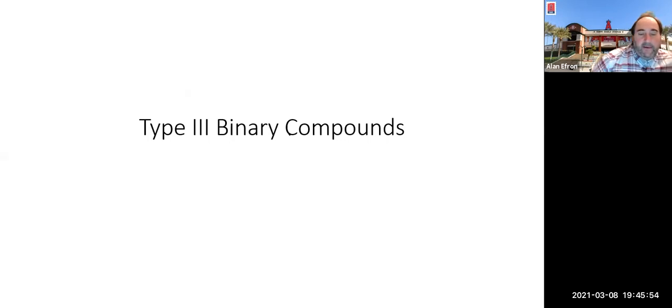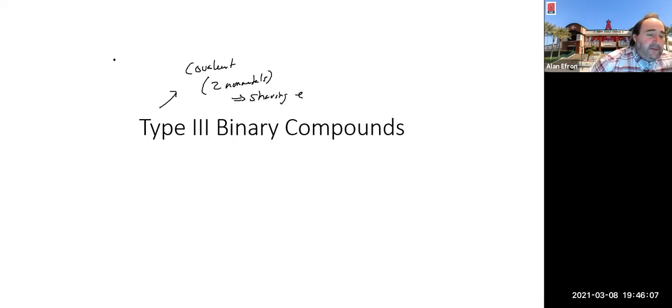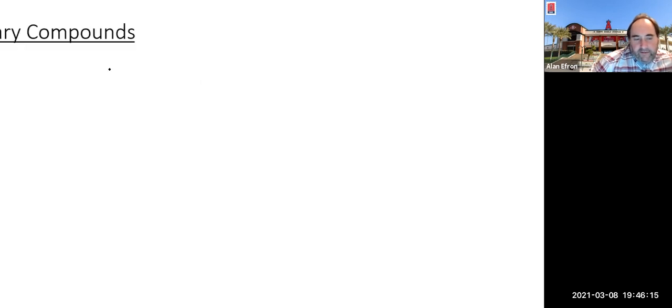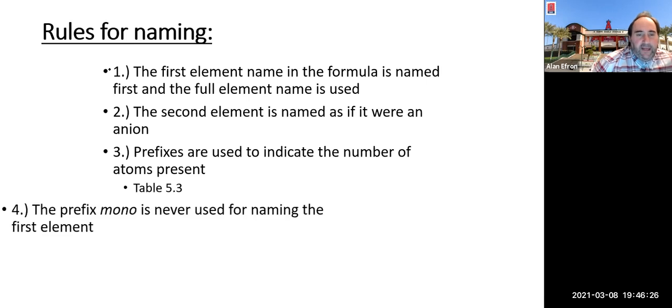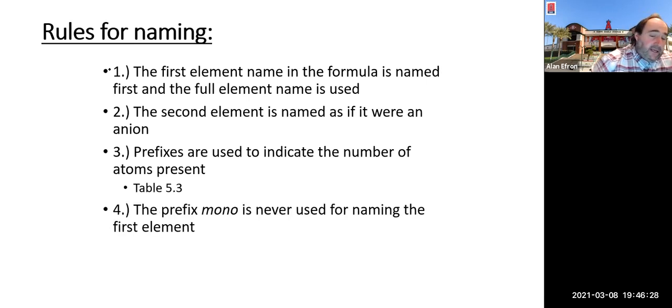So type 3 compounds, these are covalent compounds. So as we talked about, covalent compounds, pretty much 2 nonmetals together, and pretty much we are sharing electrons here. So this is actually the place to use prefixes and the only place to use prefixes. So when we're doing these guys, there's a few different rules. Again, like I said, it's just nonmetals. We do the first element first, and we use the whole name. And then we do the second element as it was a nonmetal with the IDE.